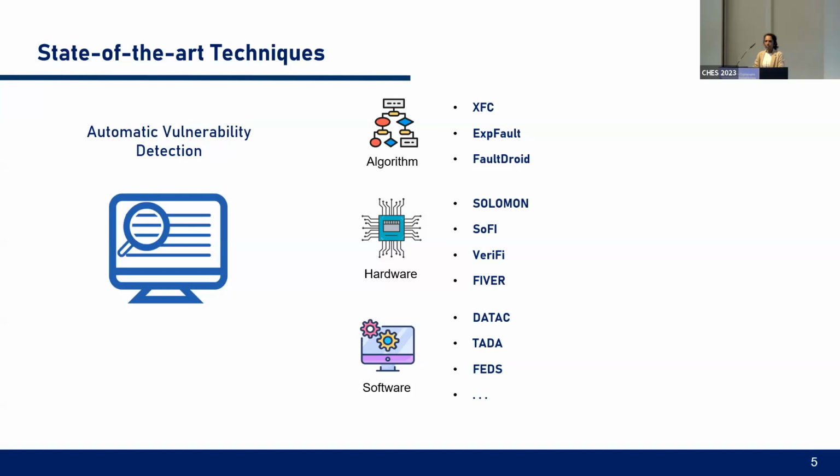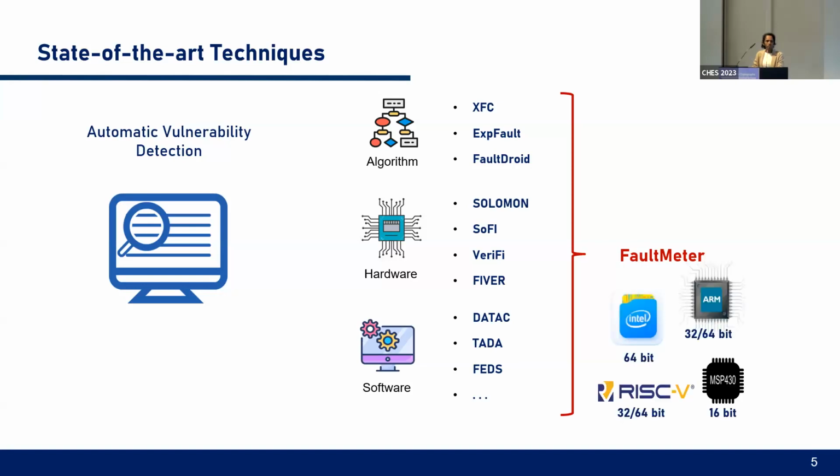So where do these tools lag? All these tools give you an output which is binary, either 0 or 1, which tells us whether an instruction or an operation is vulnerable or not. None of these tools quantify whether the attack is successful based on the underlying hardware. So here we introduce our framework called FaultMeter, which considers the algorithmic properties and also evaluates them based on the underlying hardware.